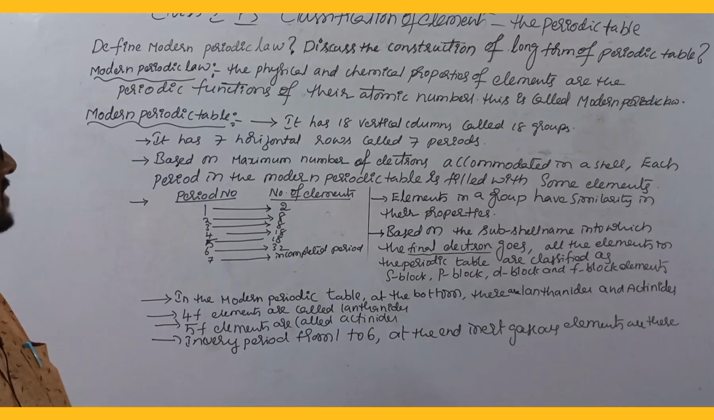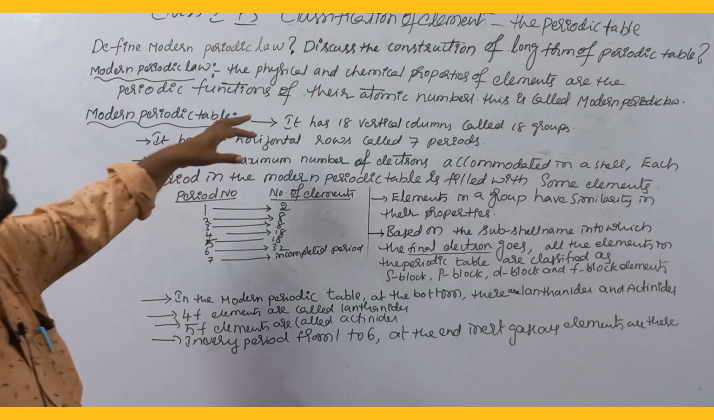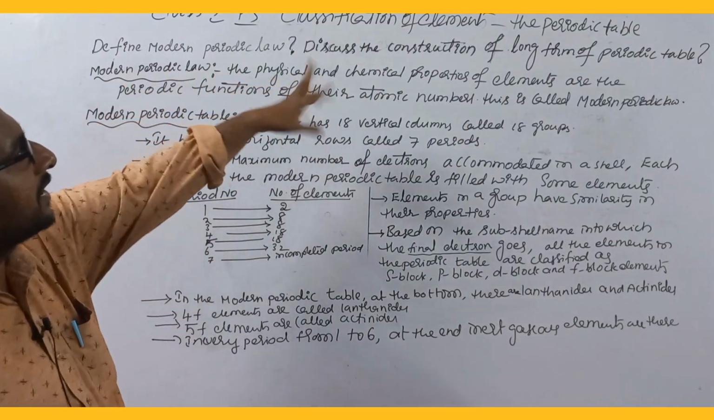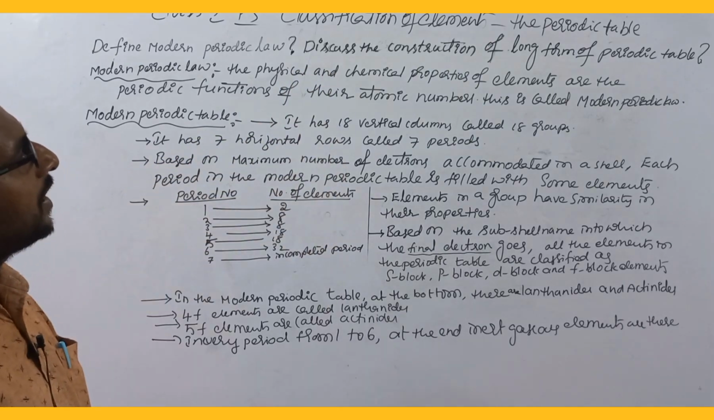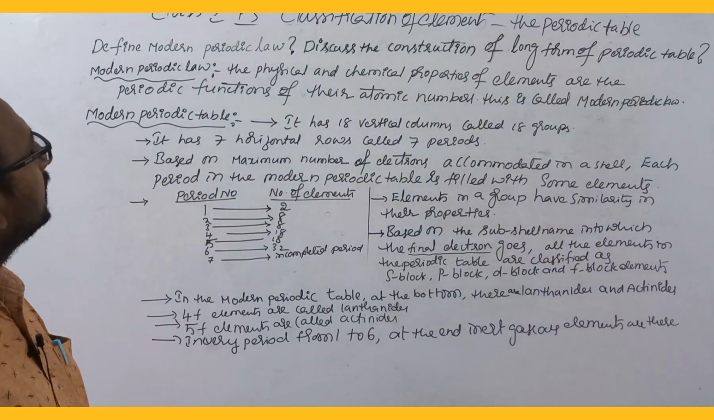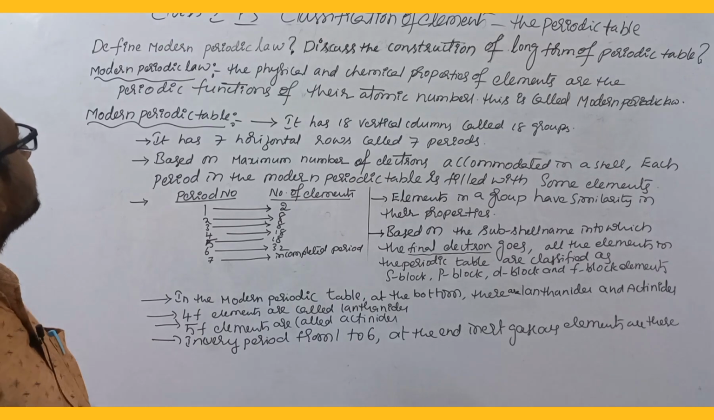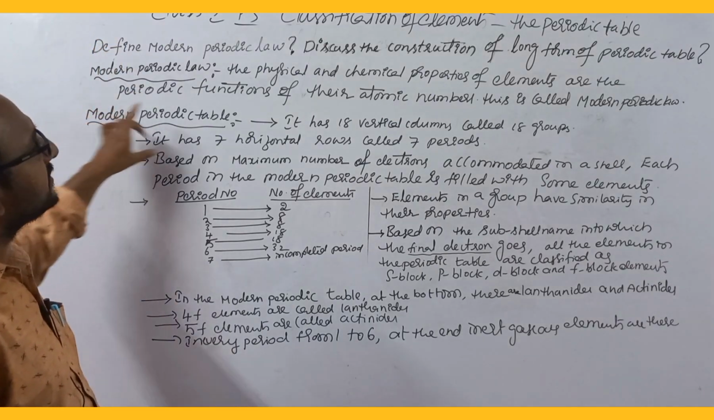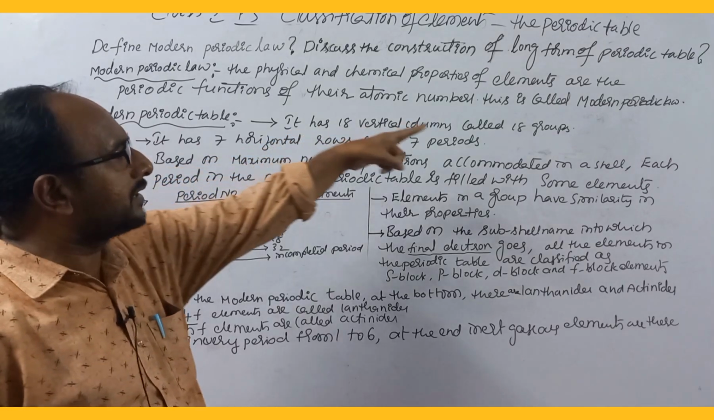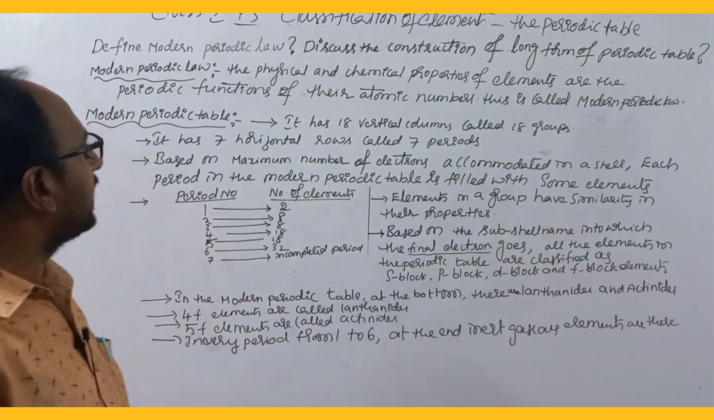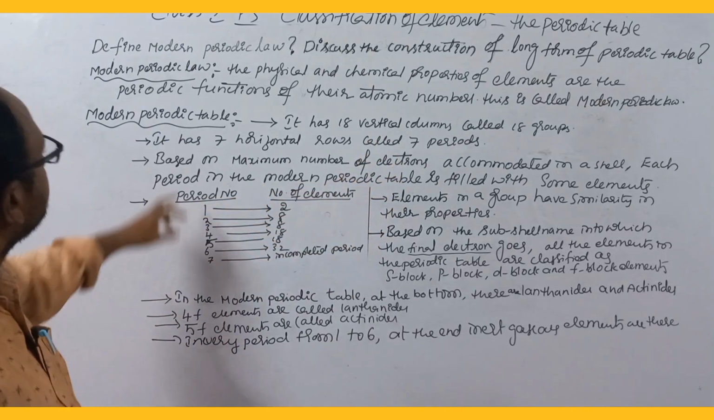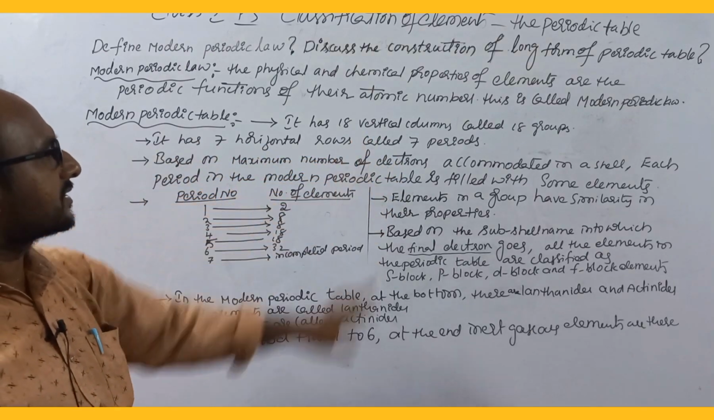This much answer is enough to write for this question, students. Define modern periodic law, discuss the construction of the long form of the periodic table, most important one. So first we want to write the modern periodic law, and then this modern periodic table can also be called the long form of periodic table. It has 18 vertical columns called 18 groups. It has 7 horizontal rows called 7 periods.